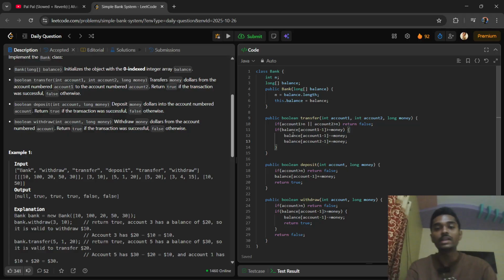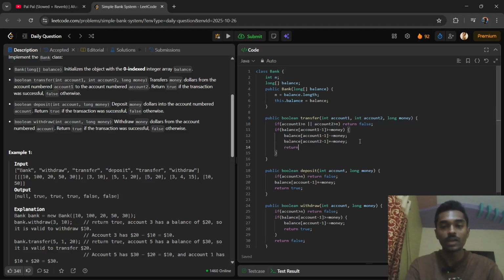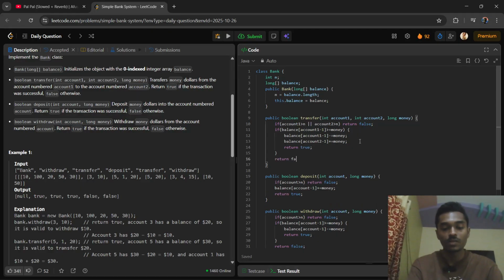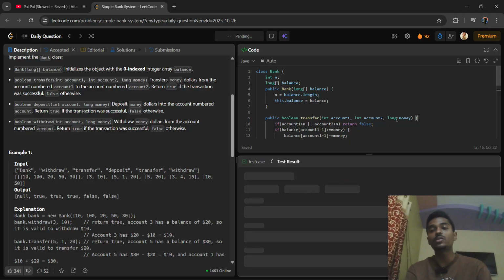In our banking system also, we first decrease the amount from the first account and then we add. In a transaction system we don't add first; we first decrease the balance from account number 1 and after that we add the money. If our transaction is successful, we simply return true, otherwise we return false. Let's try to run it.